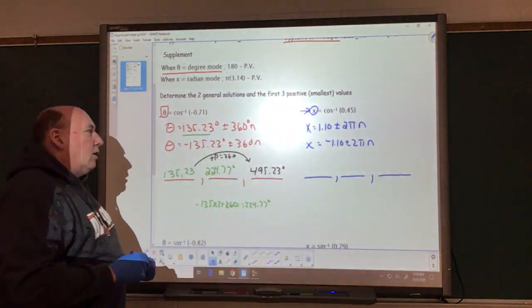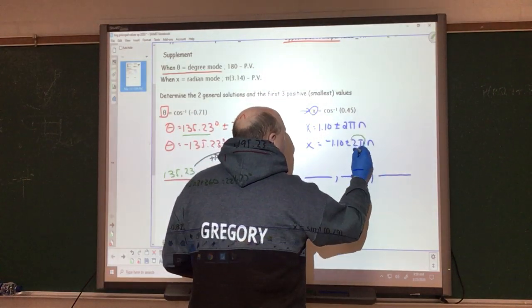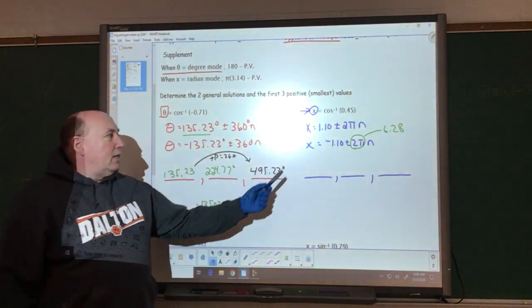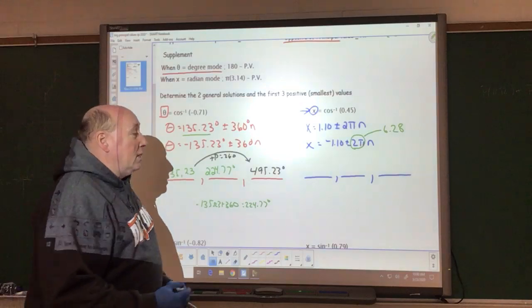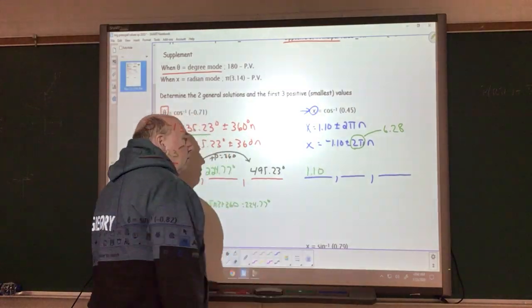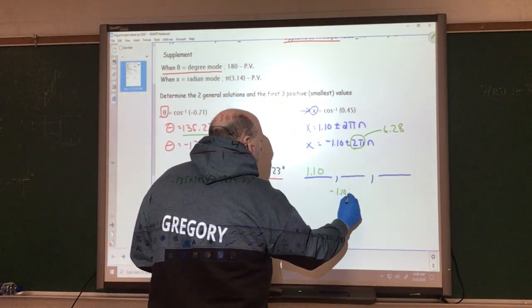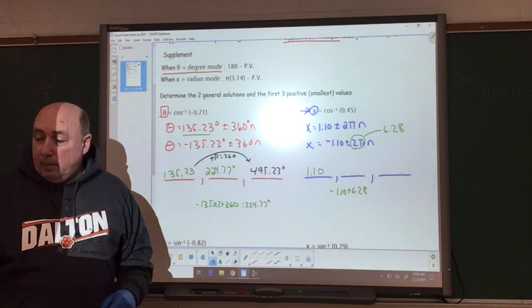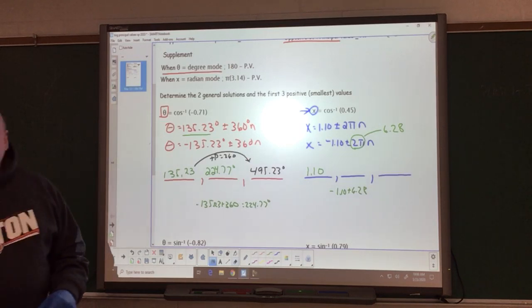And now it's the same process we did over here, just the numbers will be a little bit smaller. 2 pi, once again, this value here is 6.28. So if I take 1.10, subtract that off, I'm going to get negative. This is going to make me much bigger than 1.10, so my first value is 1.10. My second value, I can come to this one here, negative 1.10 plus 6.28, and we get 5.18.